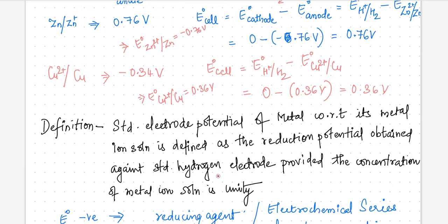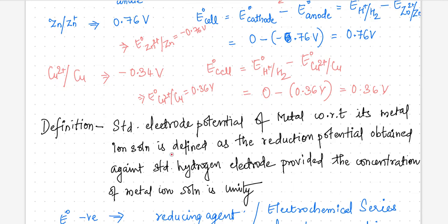It is defined as the reduction potential obtained against the standard hydrogen electrode, provided the concentration of the metal ion solution is unity. So that is what I was telling you. Whenever you are talking about a metal electrode dipped in its solution, the concentration of the metal ion solution should be unity, or 1 molar. Provided that condition is obeyed, whatever potential you get from this Daniell cell is what you refer to as the standard electrode potential. So this is how you can define a standard electrode potential.